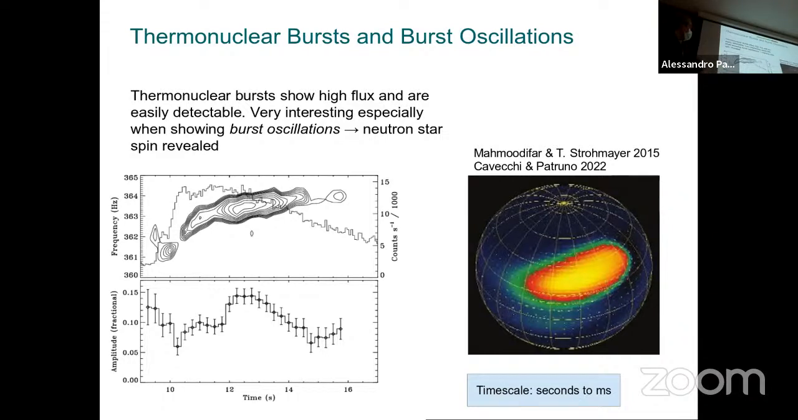So if this is time and this is the frequency, you see these contour plots that represent the frequency of the signal that you're observing, and they usually are observed at a few hundred hertz. And we do know that they are related to the spin of the neutron star. Indeed, about 10 low mass X-ray binaries with a neutron star have a spin known only via the presence of these burst oscillations. And these are usually easily detectable with the power density spectrum.